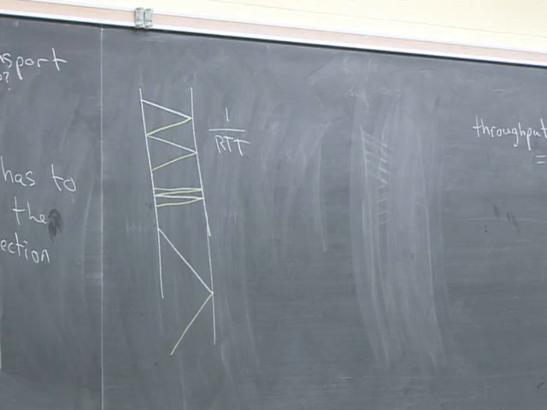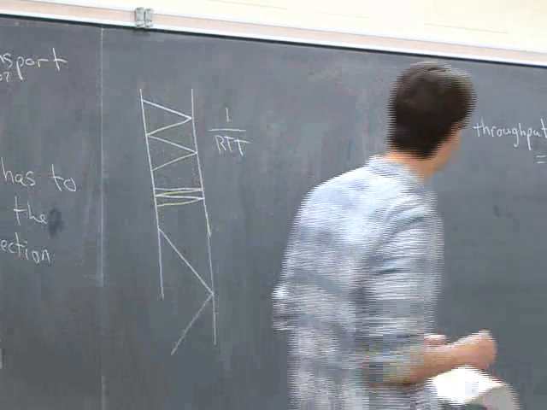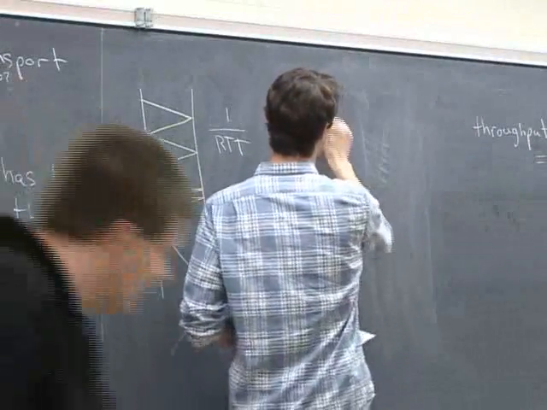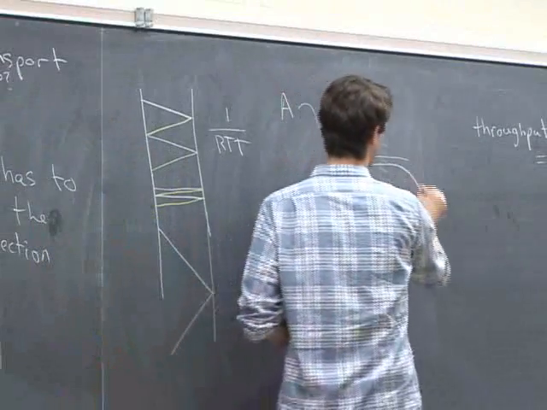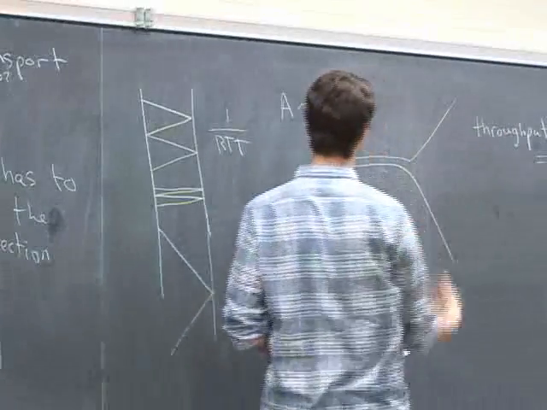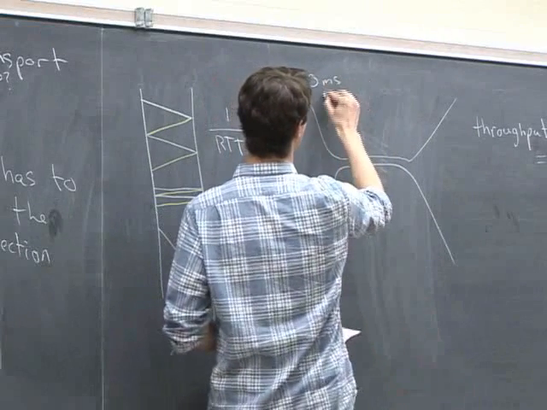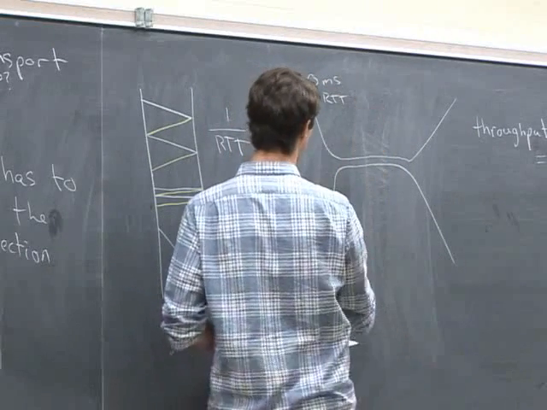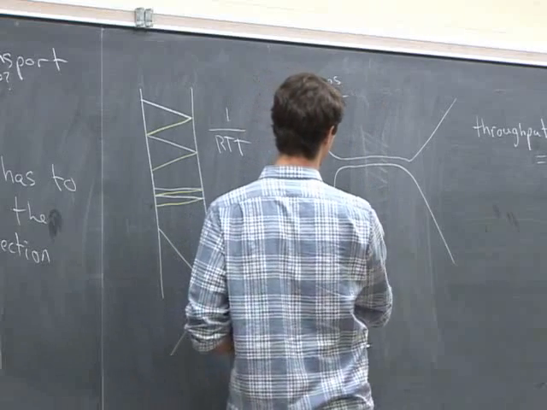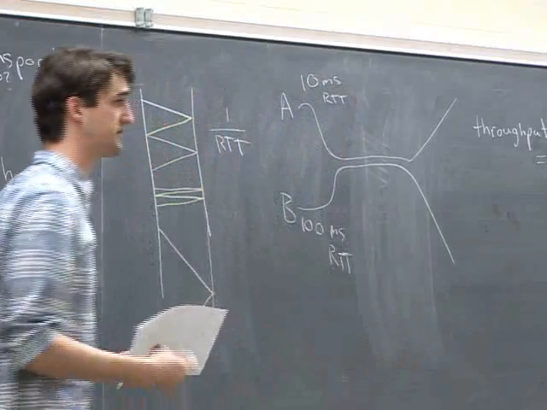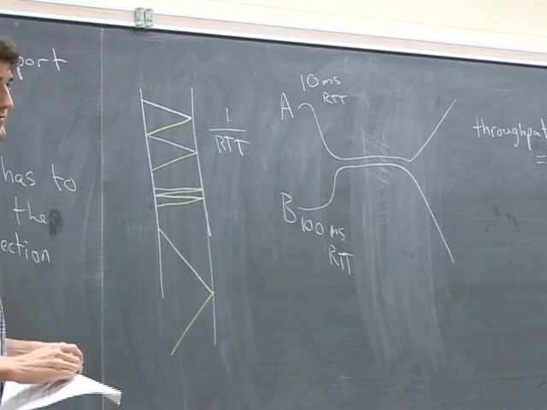Okay, so the question asks you, if you have two senders, sender A and sender B, they're sending across the bottleneck link, and they have different round trip times. This sender has 10 millisecond RTT, and this sender has 100 millisecond RTT. All right, so in this case, do they get a fair share of the bandwidth?